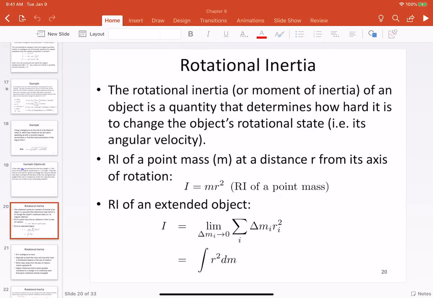So today we are going to finish up the last important topic that's left in chapter 9, which is rotational inertia. Okay, so rotational inertia of an object is a quantity which determines how difficult it is to change the object's rotational state, which just means to change the object's angular velocity, right? So let me explain this.